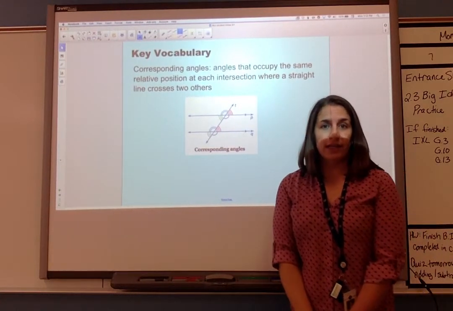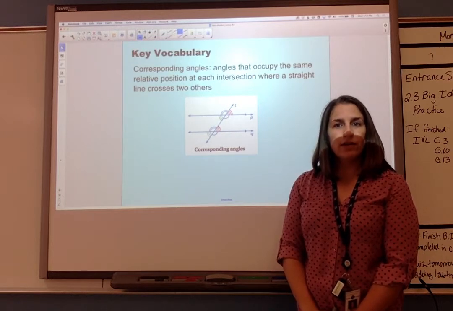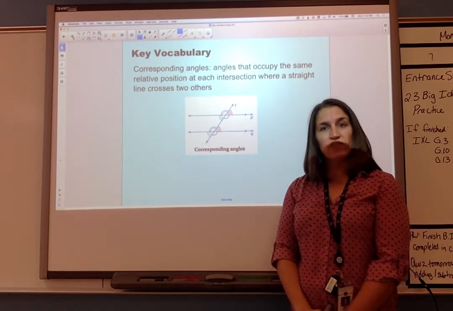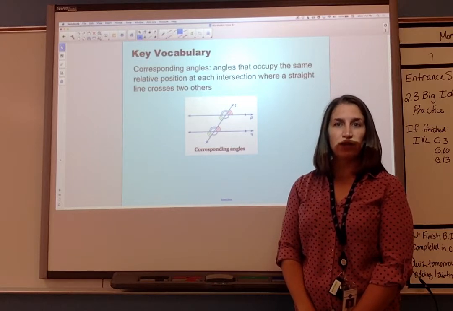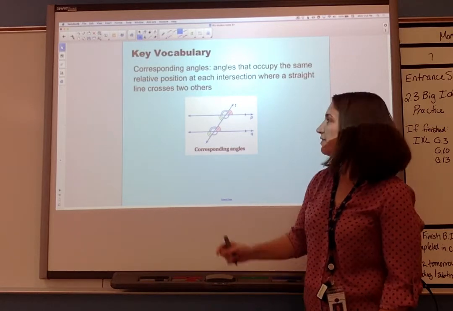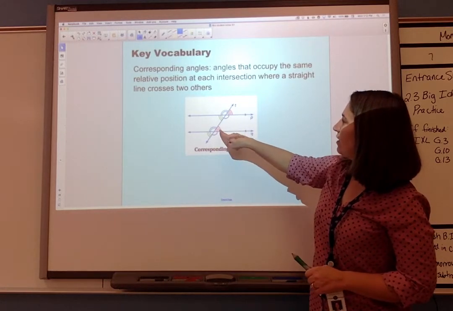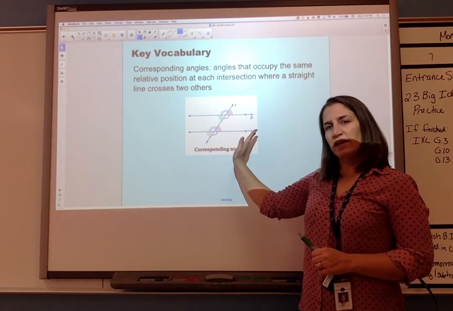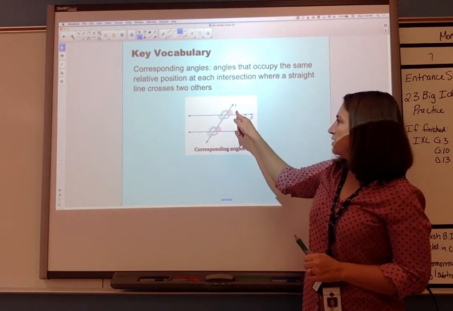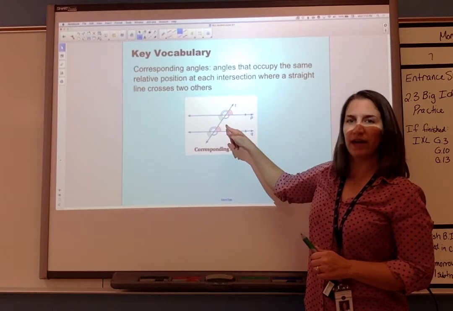Corresponding angles is another term you're going to need to know for today. These are angles that occupy the same relative position at each intersection where a straight line crosses two others. So where you have that transversal coming through, the two angles that are above the line and to the right of the transversal, so these red angles, would be corresponding angles.